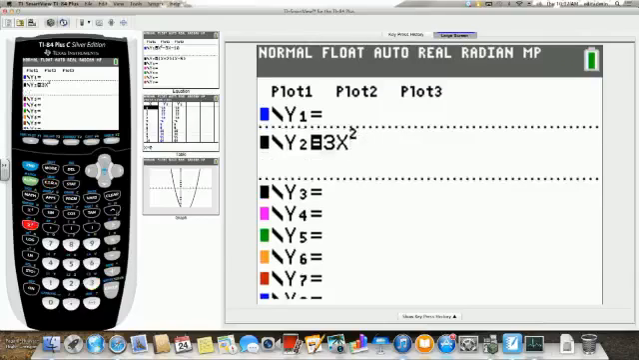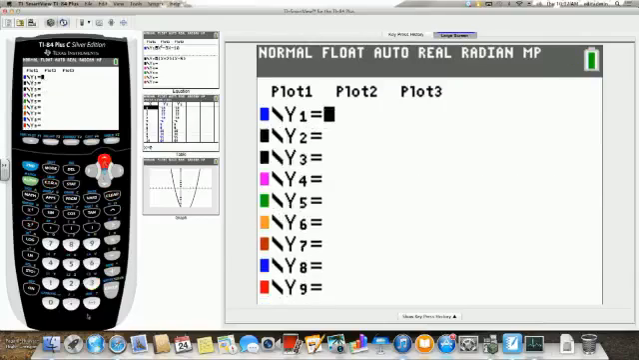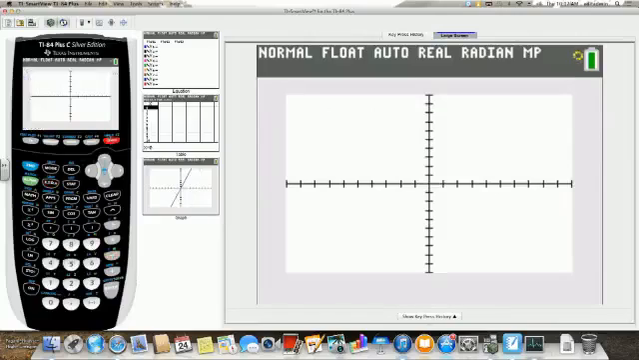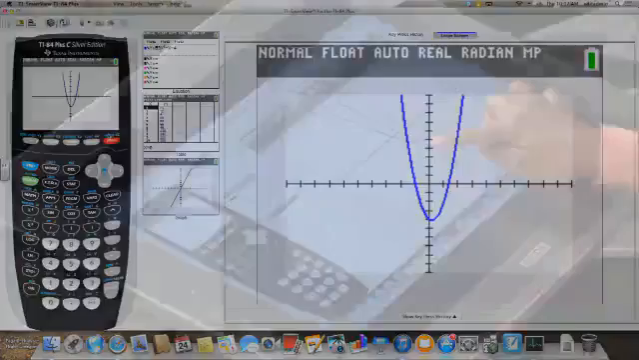3x squared minus, got that in y2, need that in y1. There we go. 3x squared minus x minus 4. So I've got the trinomial in there. I'm going to go ahead and press graph to get an idea of what it looks like. There it is. So this is the trinomial I'm going to try to match up to. I want to find the pair of factors that when I graph them, they're going to completely overlap that parabola. Let's look back at our problem.